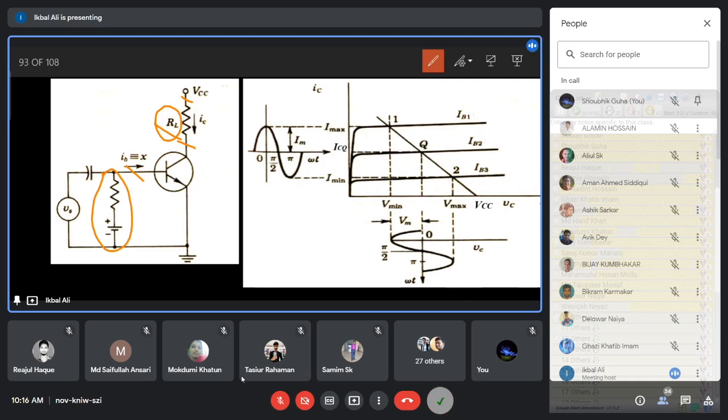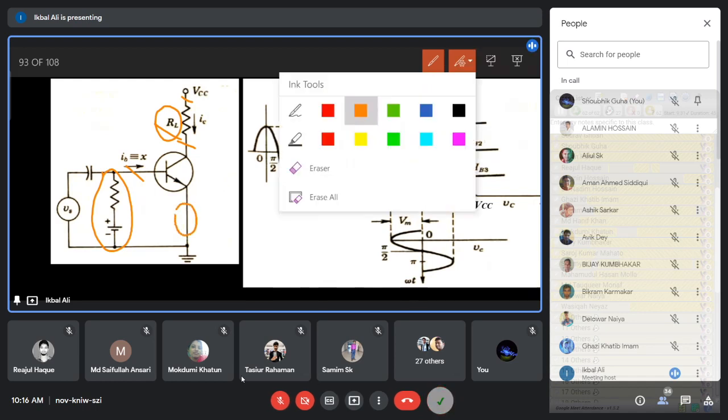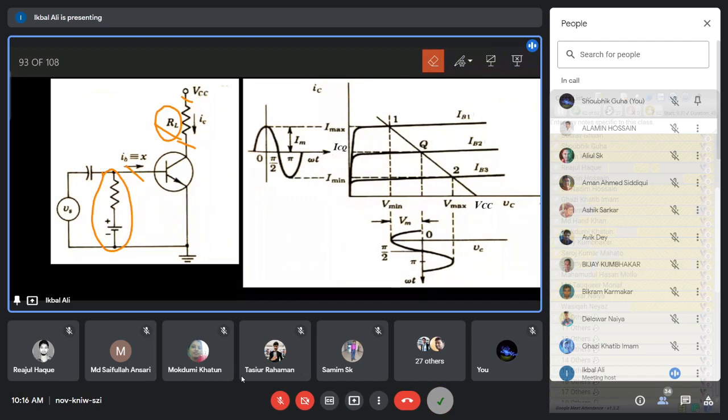One slight modification is that there is no emitter resistance here. This is where the emitter resistance would be. In the case of the self-bias circuit, you had an emitter resistance here, but here you don't have any emitter resistance because it is omitted. This is the difference between the small signal class A C amplifier circuit and this class A power amplifier circuit.